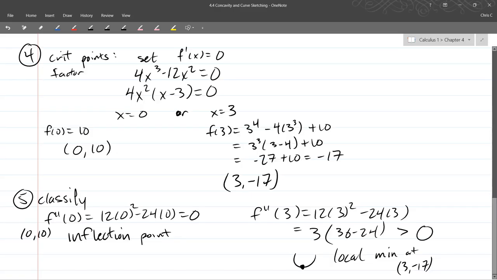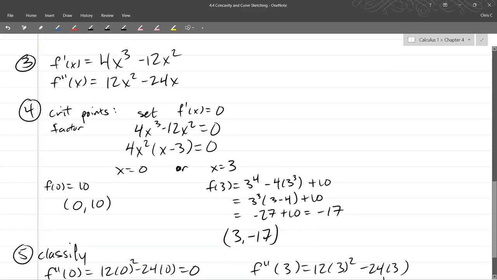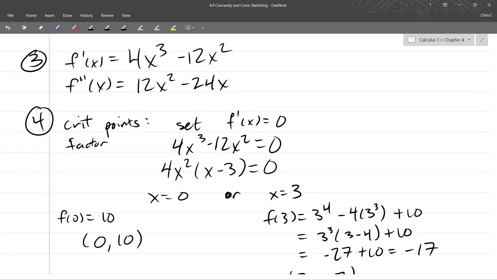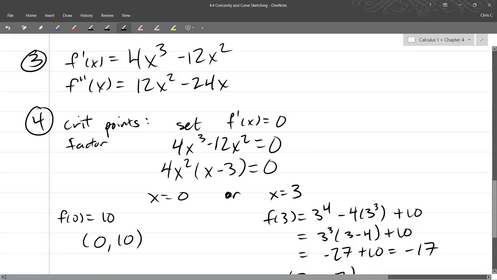Questions on the local min or the inflection point classification? Or on how I got the two x values? So I set f prime, are you okay with the f prime of x, equal to 0, and then I needed to factor. This is a polynomial, so I factored out 4x squared, and I'm left with x minus 3. So x is 3 or 0. x is 0 is a repeated root, but that's not too important right now.